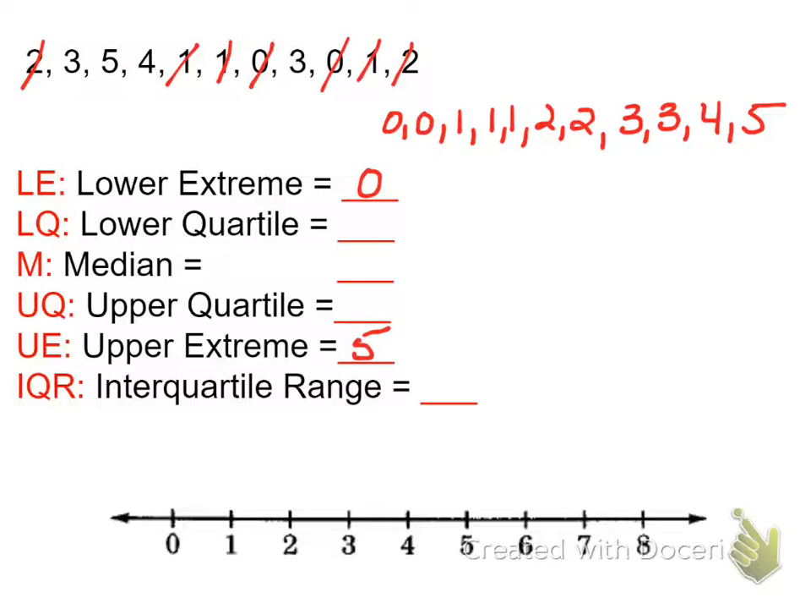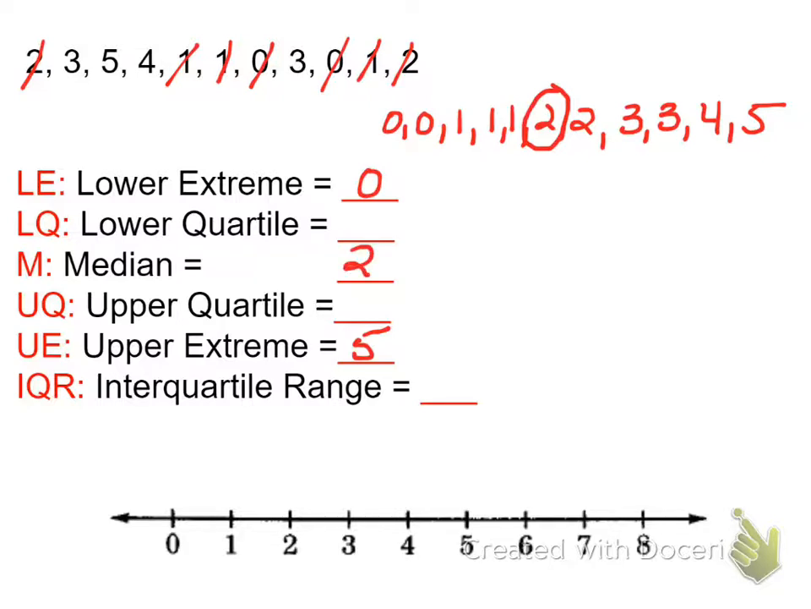Now, do you remember that I told you on the other one not to circle those 2 in the middle? Because they were not the median. But this time we're going to circle the 2 in the middle because it is the actual median. And the reason we're circling it is because once we circle it, we're going to ignore it to find our lower quartile and our upper quartile. So once it's circled, we ignore it. Okay, so our median is 2.